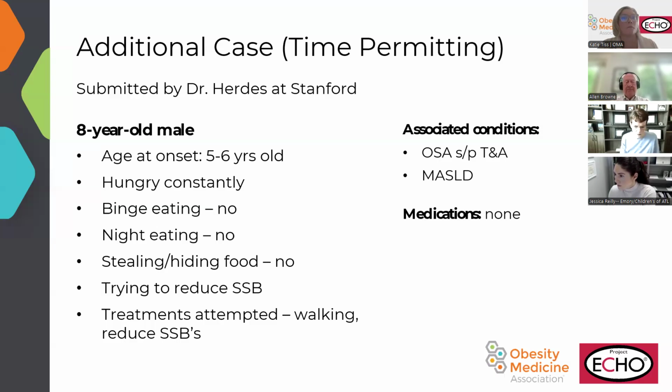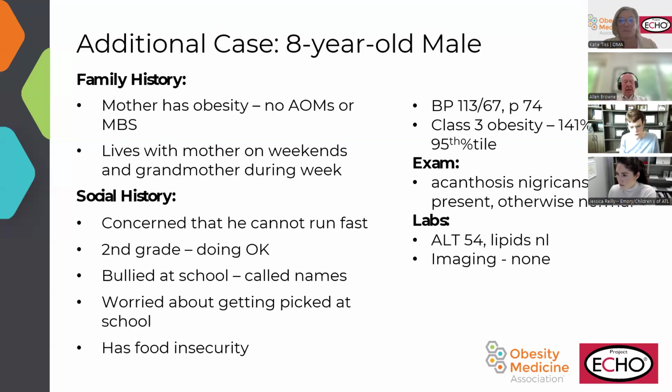Next slide, please. There's a family history with mother having obesity. The mother has not had any anti-obesity medications or metabolic and bariatric surgery. A complex social situation: he lives with his mother on weekends and with his grandmother during the week. The boy himself is concerned because he cannot run fast. He's doing okay in 2nd grade, but he is bullied. He's worried about getting picked on at school and has a degree of food insecurity.